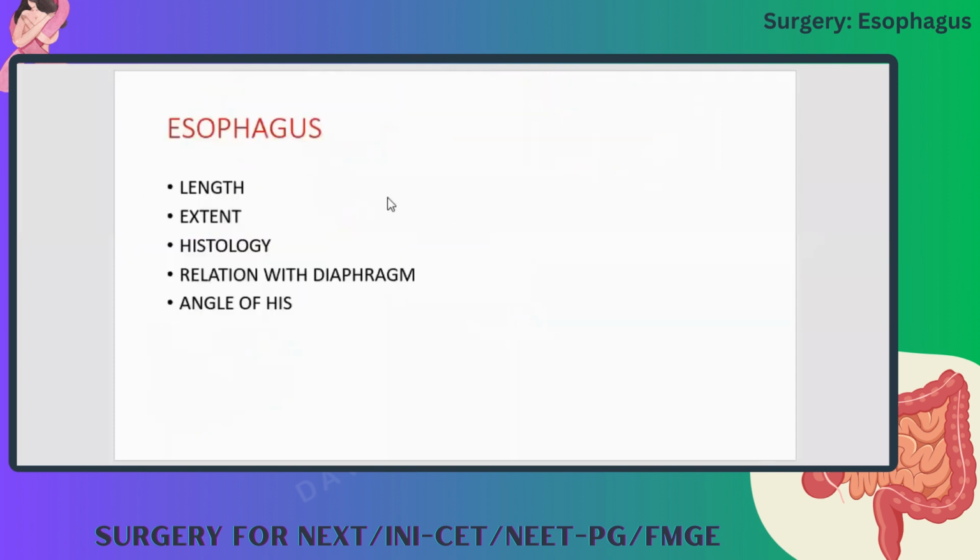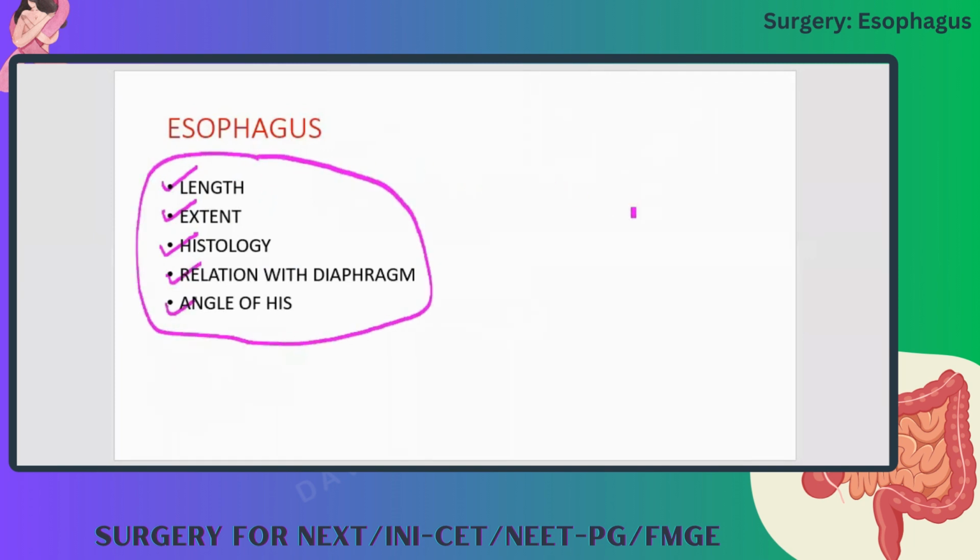Esophagus. So we need to know these points regarding esophagus. What is the length? What is the extent? What is the histology? What is the relationship with diaphragm? And what is the angle of His? These are the 5 basic anatomical points, but important from a surgical point of view also.